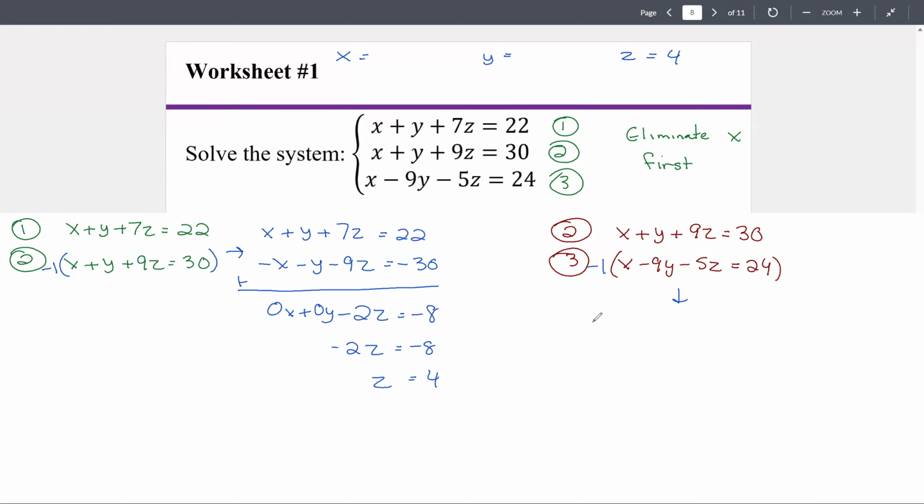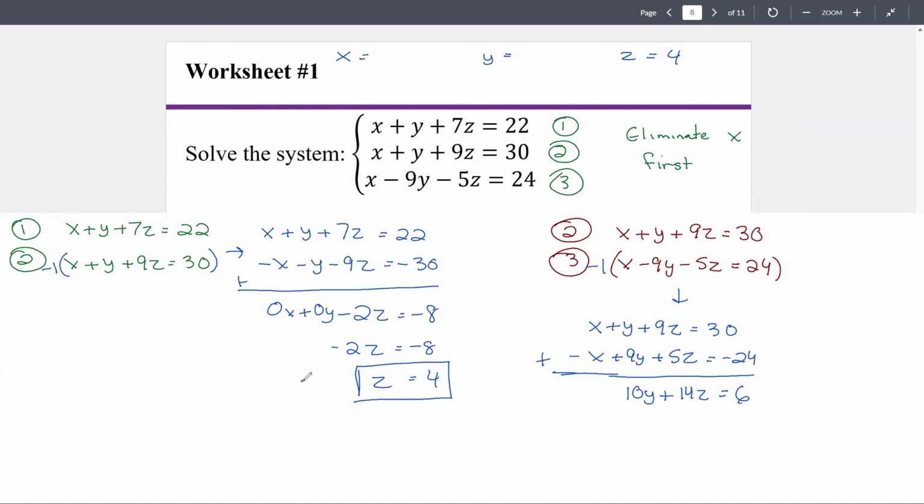So we're going to go down here because I ran out of room. That's going to give me x plus y plus 9z is equal to 30. And then we have negative x plus 9y plus 5z is equal to -24. And when I add these together, I'm going to end up with 10y plus 14z equals 6. So these are my two new equations. This is equation 4 and this is equation 5. Just happens that one of the equations is just z equals 4. So I already have z.